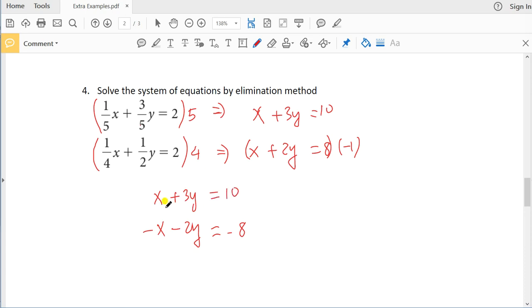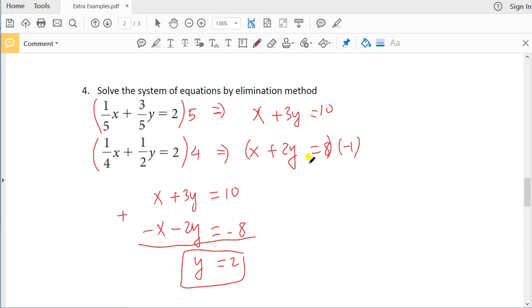Now, once they have the opposite signs, you can add the two equations. So x plus 2 minus x, that is 0x, or the x is gone. 3y minus 2y, that is 1y. 10 plus minus 8, or 10 minus 8, that is 2. So your y is 2.